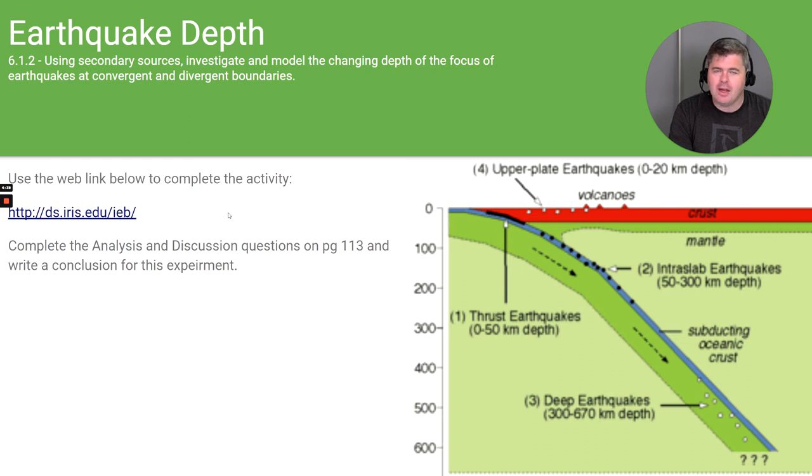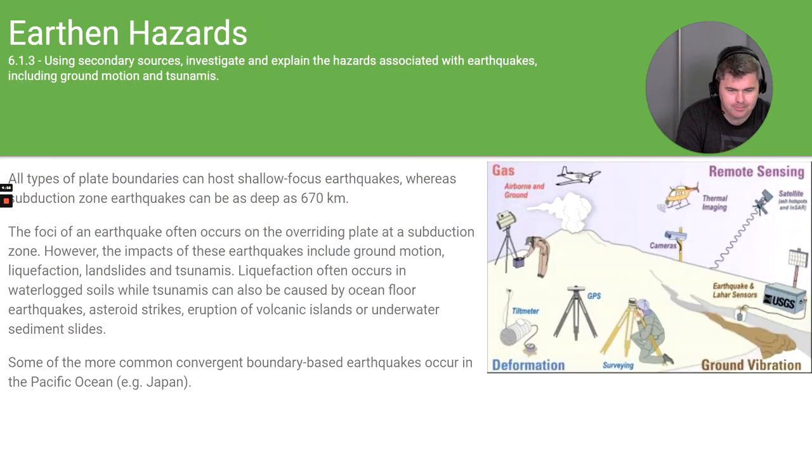So if you'd like, have a look at the web link that's been provided there for you and have a read through the material. It talks in great depth about how earthquake depth is in fact quite crucial when we're examining how the structure of our plate interrelates to the asthenosphere below it. All right.